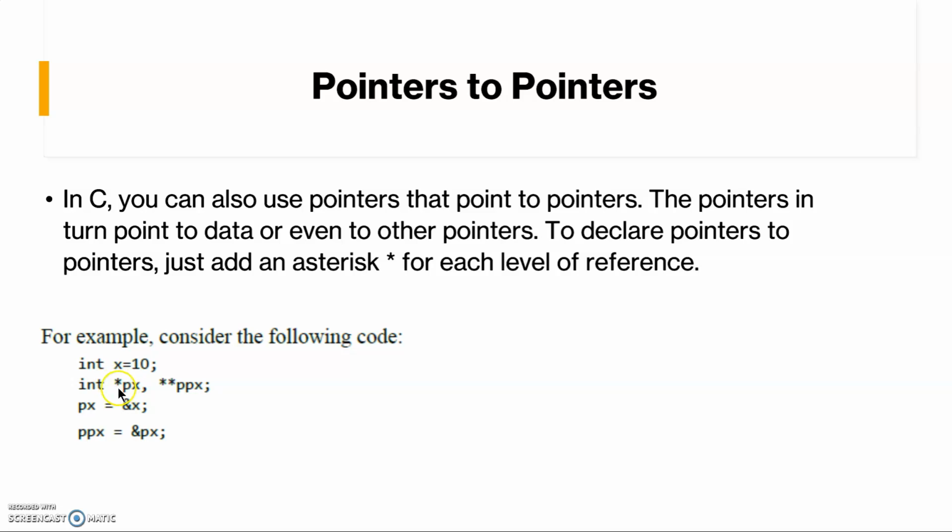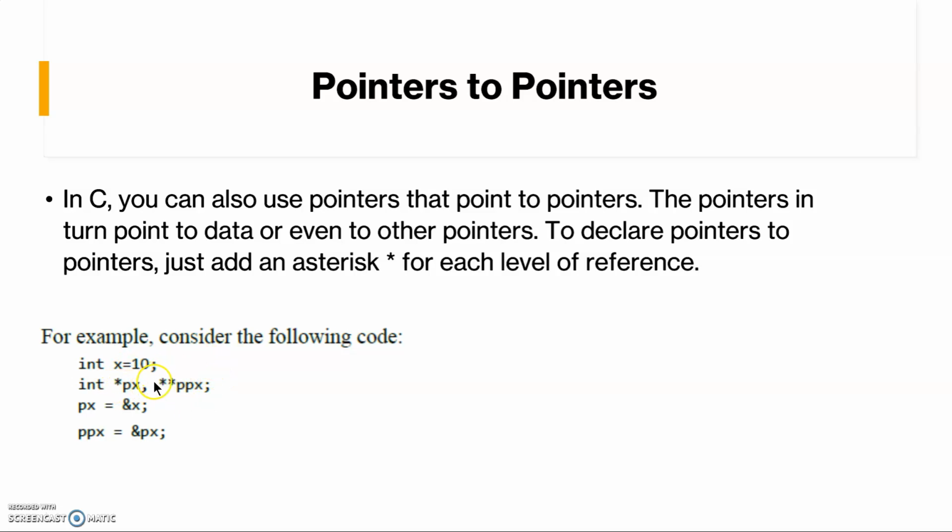But if you want to store the address of px, then we need a pointer to a pointer, which is represented by a double pointer. I have taken a variable called ppx. If you want to store the address of another pointer in this variable, then it should be declared with two asterisk symbols. So in ppx we can store the address of px, but if you are trying to store the address of x in it, you will get an error. Why? Because we have declared ppx to be capable of storing the address of another pointer only.